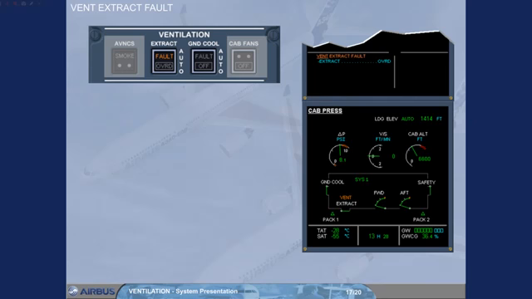Let's now study a vent extract fault. Look at the indications. A failure message and associated ECAM procedure have appeared on the engine warning display. A fault light is on the ventilation panel, and the ECAM cab press page has been automatically called to show amber vent indications. These are showing that there is a problem with the extract system. A low extraction airflow is detected through the extract valve.